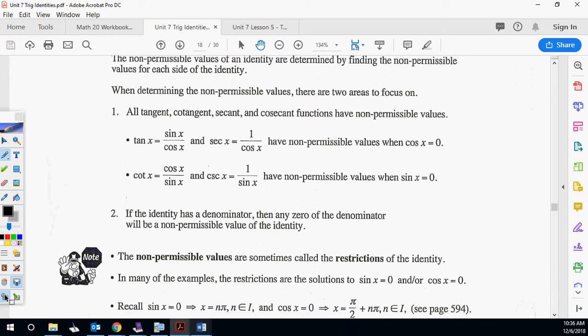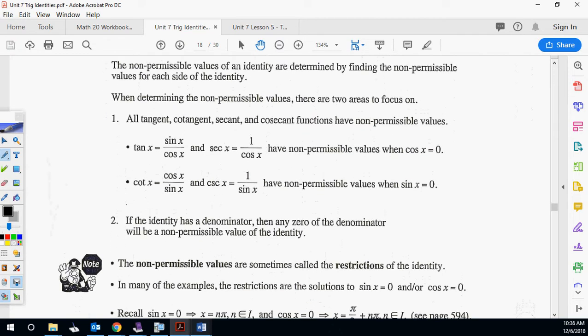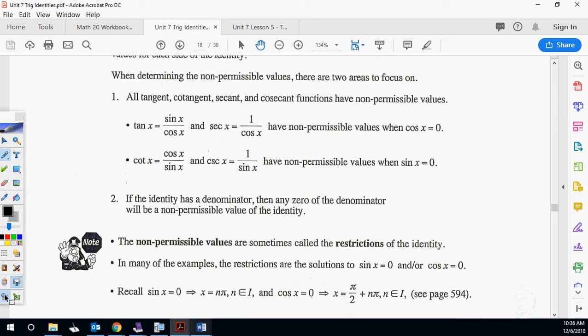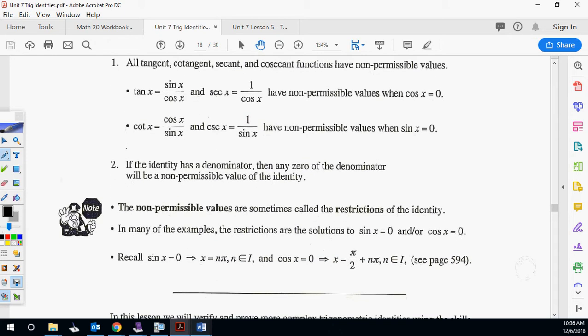Non-permissible values of the identity. So non-permissible values of an identity are determined by finding the non-permissible values of each side of the identity. In determining non-permissible values, there are 2 areas to focus on. All tangent, cotangent, secant, cosecant functions have non-permissible values. Let me say that again. All cotangent, tangent, secant, and cosecant have non-permissibles. Why? Because they have stuff on the bottom, right? Tangent's got cos on the bottom, cotangent's got sine on the bottom, secant's got cosine on the bottom, cosecant's got sine on the bottom. Okay, so they all have non-permissibles.